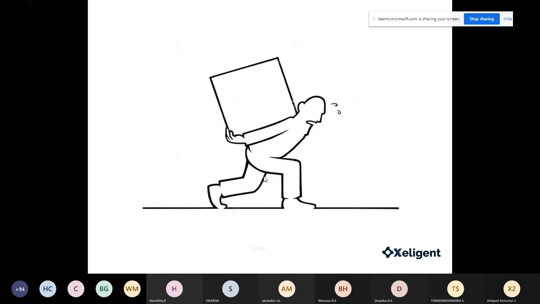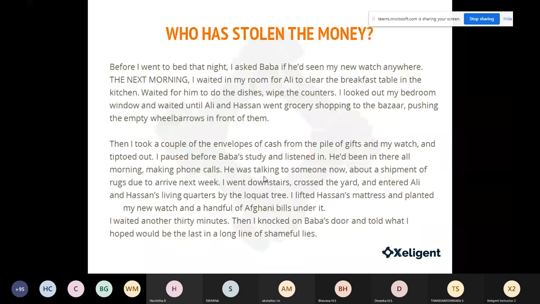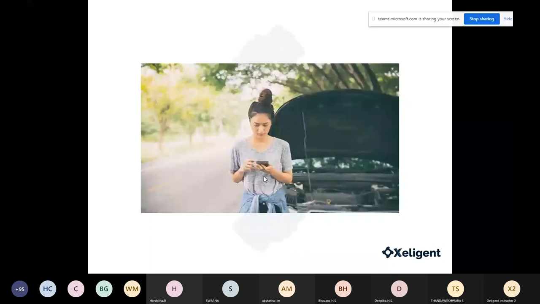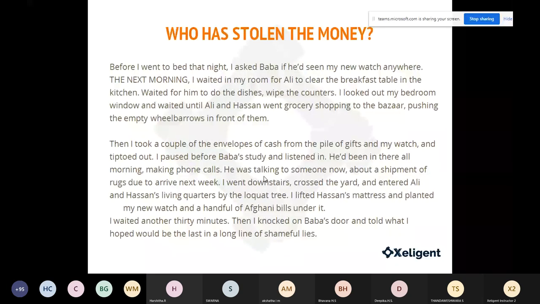Good. Next one. So these are all the inferences which we made for the short film and the pictures. Now, you have to read this. Go through this line by line. And there is a continuation in the next slide as well. First, you can go through this slide.